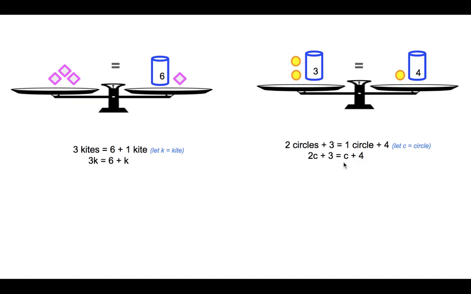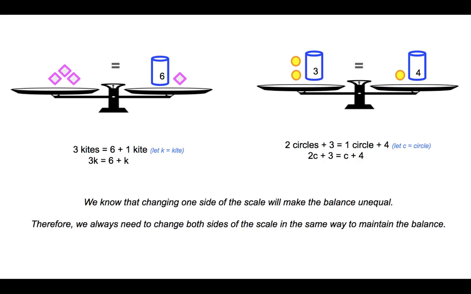And again, there is no 1 in front of the c. You do not need to put a coefficient of a 1 in front of the c. It's understood that there is one c. Now, we know that if we change one side of the scale without changing the other, it's going to become unbalanced or unequal. Therefore, we need to always change both sides of the scale in the same way to maintain the balance. I like to think of it as what you do to one side, you have to do the same thing to the other side.